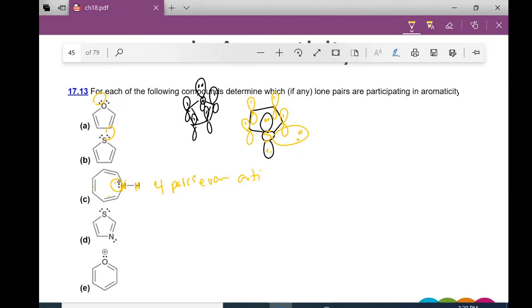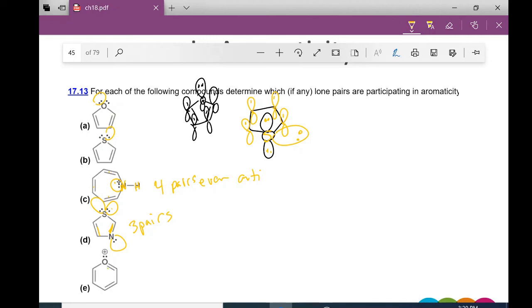Okay. What about this one? The sulfur can have one pair participating in aromaticity and one pair that is perpendicular. So that's going to be 1, 2, 3 pairs of electrons. This nitrogen, the lone pair is perpendicular to the system because it's double bonded to this carbon. It has to be perpendicular. So that's going to be 3 pairs. So this is aromatic. One of the sulfur's lone pairs is going to be participating in aromaticity. The nitrogen's is not participating in aromaticity.